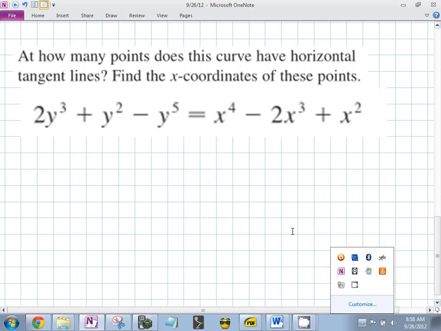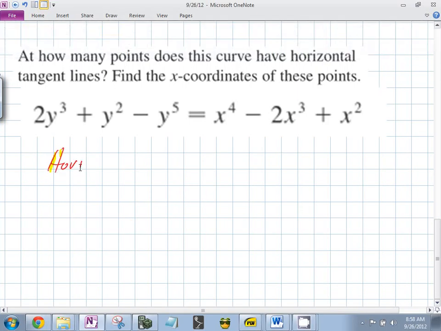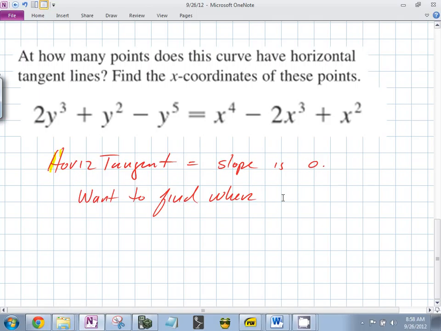Slope is 0. Horizontal tangent, slope is 0. So what specifically has to be 0? If you found a point, how do you test to see if the tangent line is horizontal? The derivative is 0. So you want to find where what is 0? Where y prime is equal to 0.